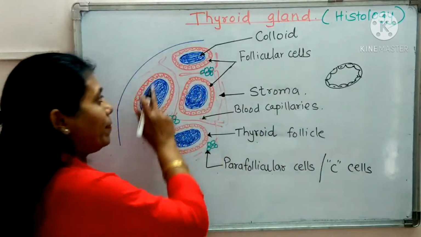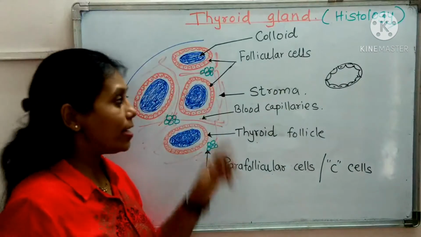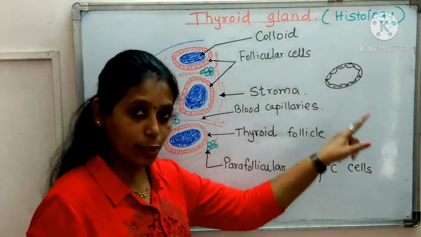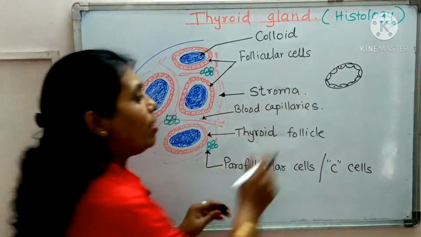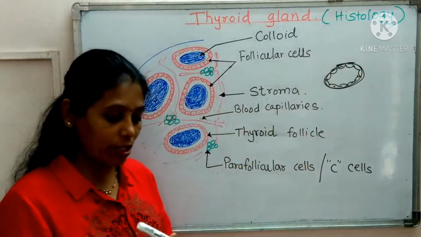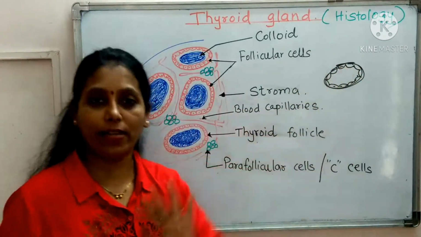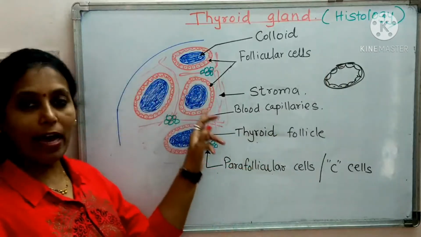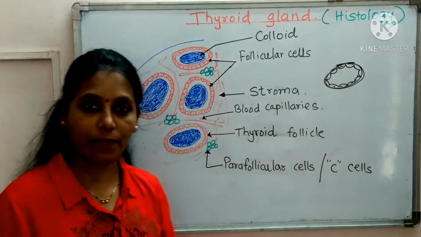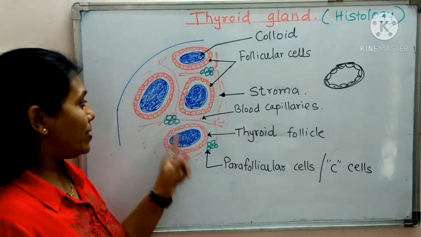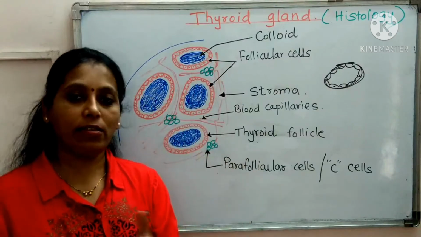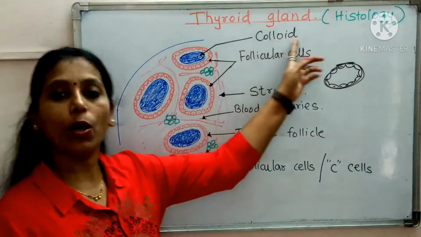You can see here, these cells are called follicular cells. This cuboidal epithelial tissue is based on the basement membrane, on which this layer is present. So these all are the follicles, also called thyroid follicles. What is present inside this follicle? Inside this follicle, a jelly-like structure is present, called colloid.